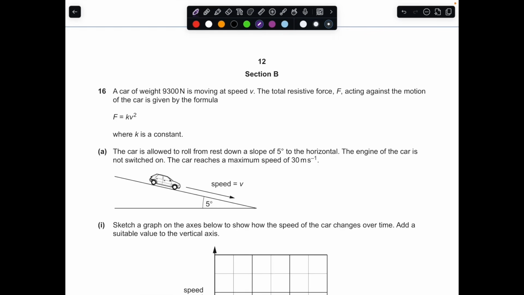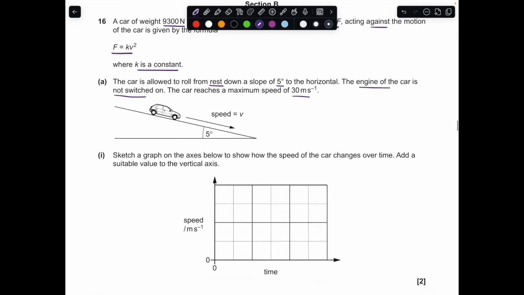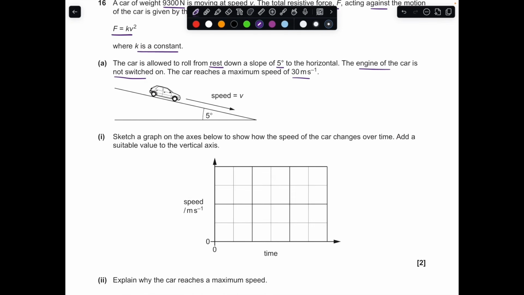In question number 16, a car of weight 9,300 newtons is moving at speed v. The total resistive force F acts against the motion and is given by this formula, where k is a constant. The car is allowed to roll from rest down a slope of 5 degrees to the horizontal. The engine of the car is not switched on, and it reaches a maximum speed of 30 meters per second. We've been asked to sketch a graph on the axes to show how the speed changes over time and add a suitable value to the vertical axis.